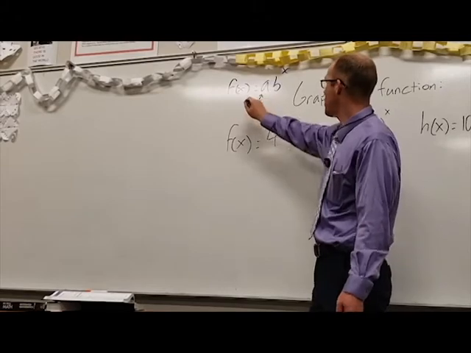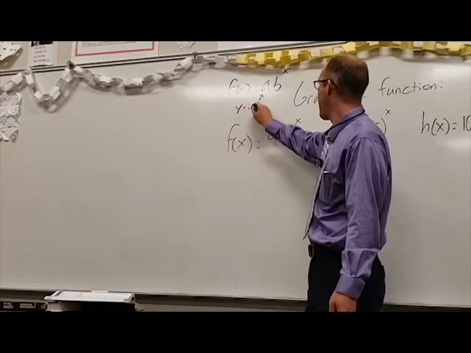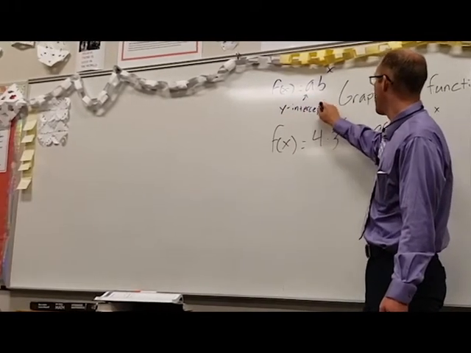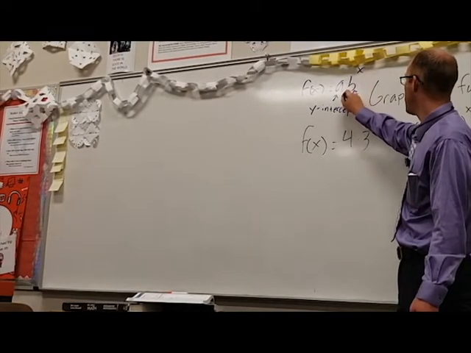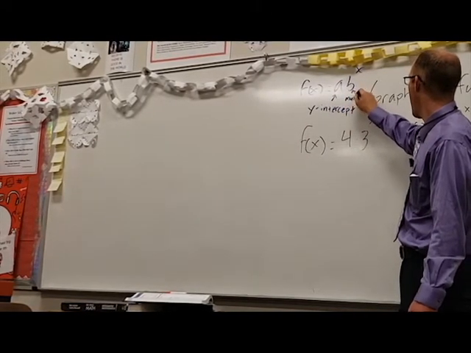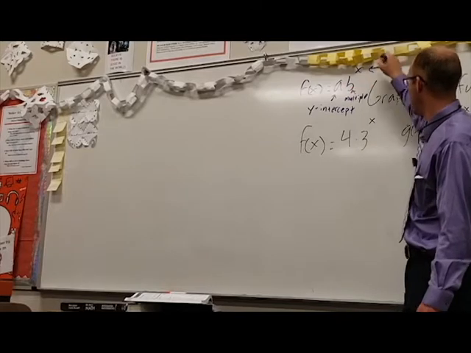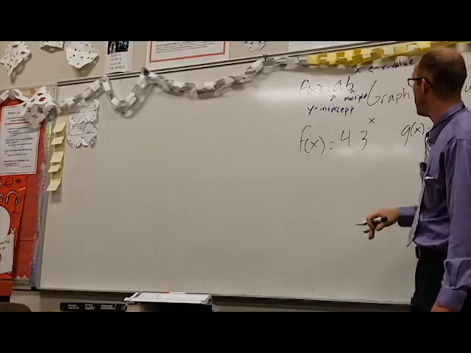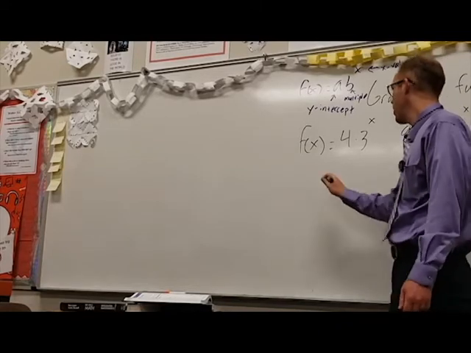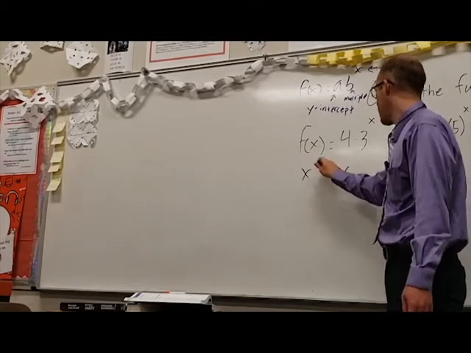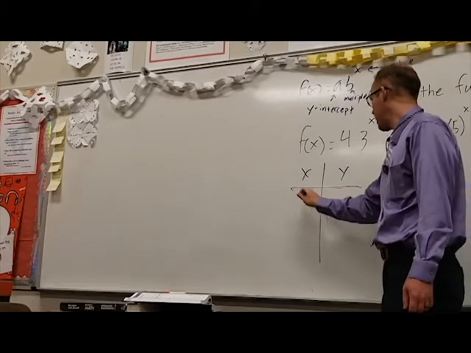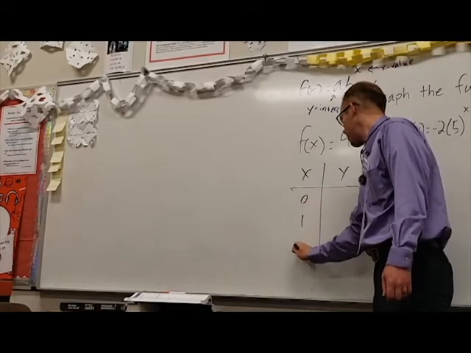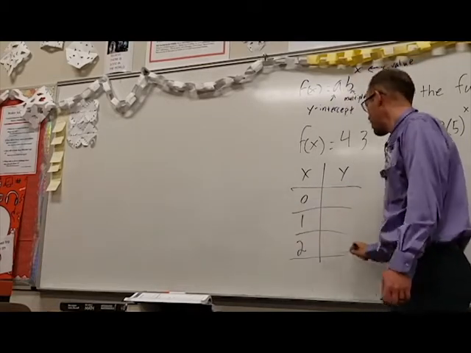A is our y-intercept, b is our multiple, and x is our x value. So if I wanted, I could plug in some x values to get this. So let's do that. X and y. Let's do 0, 1, and 2, and we'll see the pattern show up quickly.